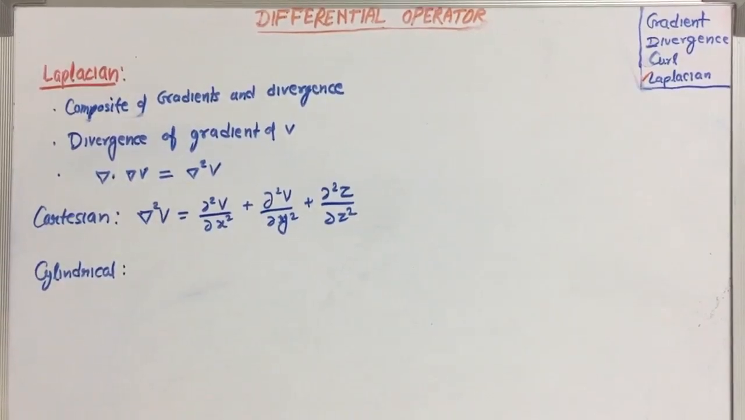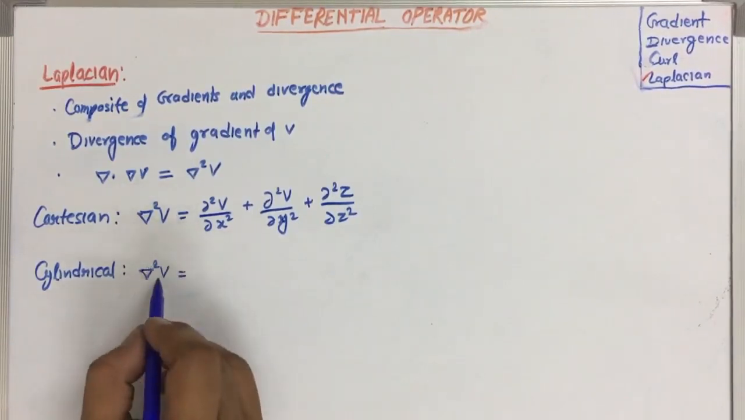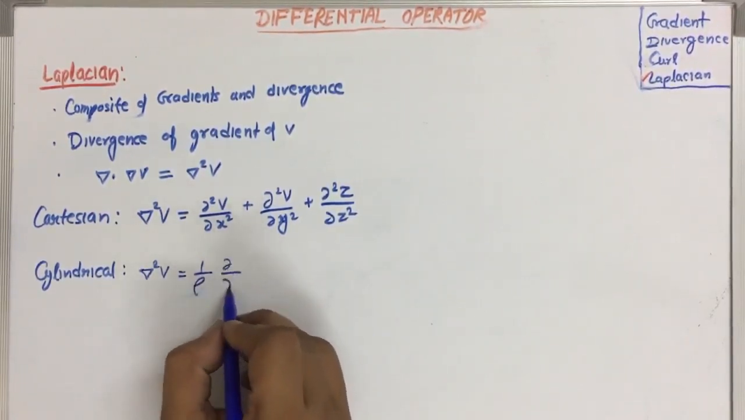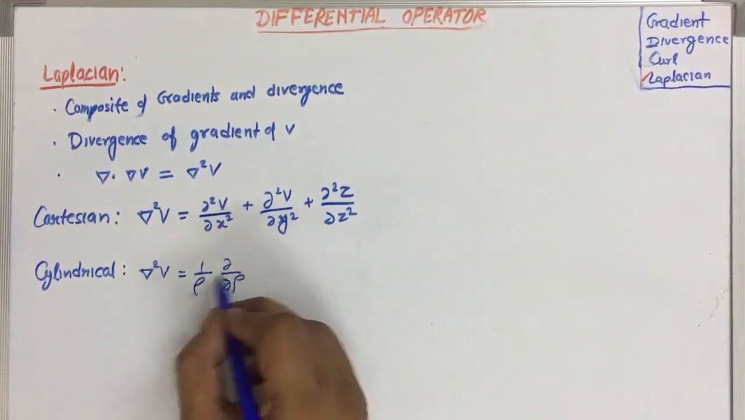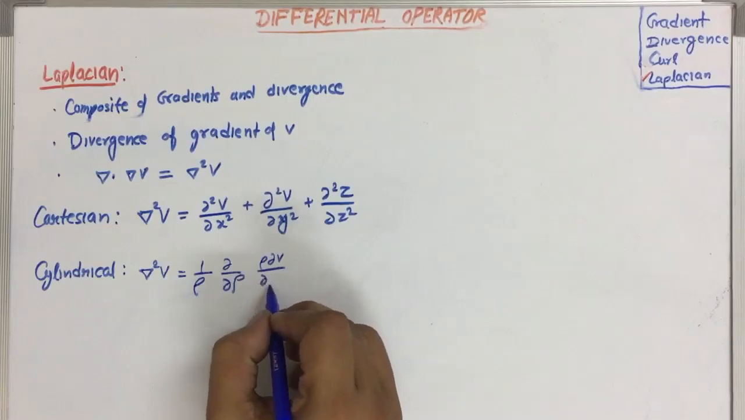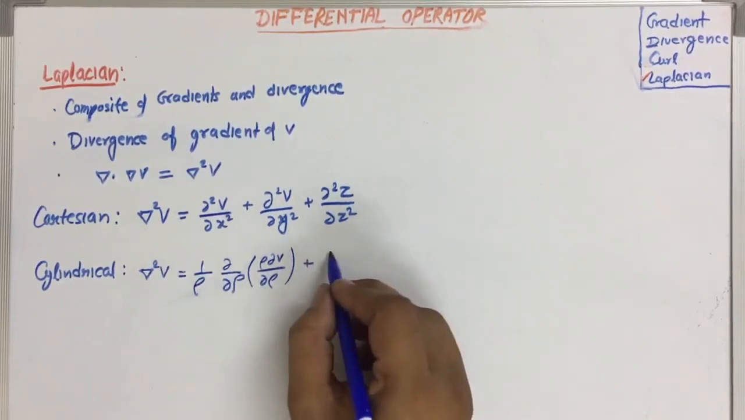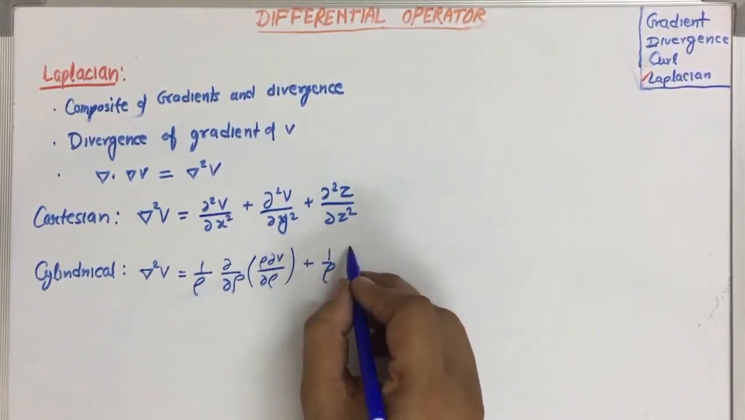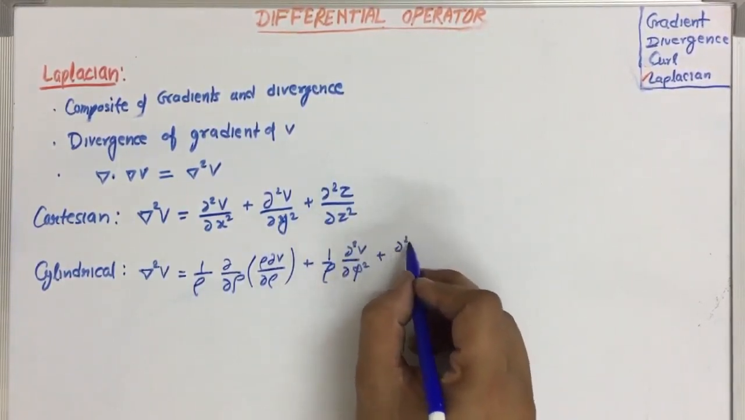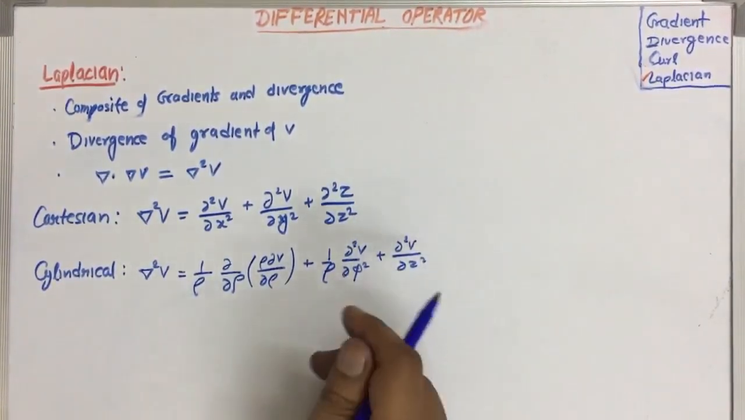In the case of cylindrical coordinates, the Laplacian of a scalar field is, I am just writing the formula, 1 by rho, del over del rho of rho times del V over del rho, plus 1 by rho square del square V over del phi square, plus del square V over del z square. This is a partial derivative, so I am pronouncing it del.